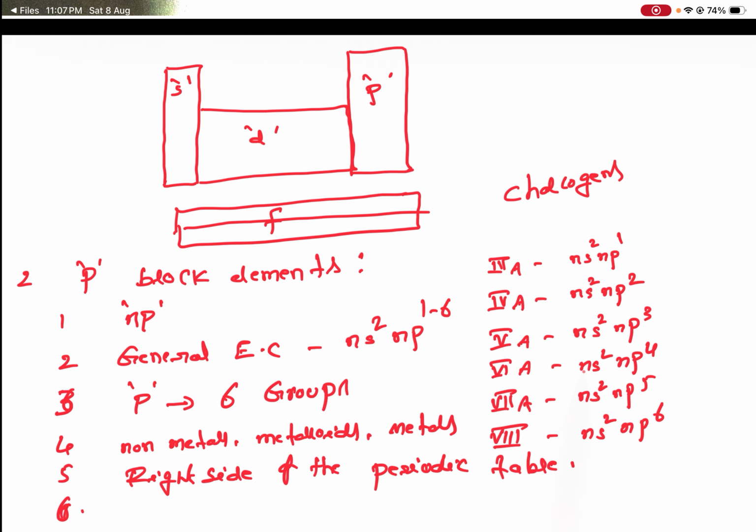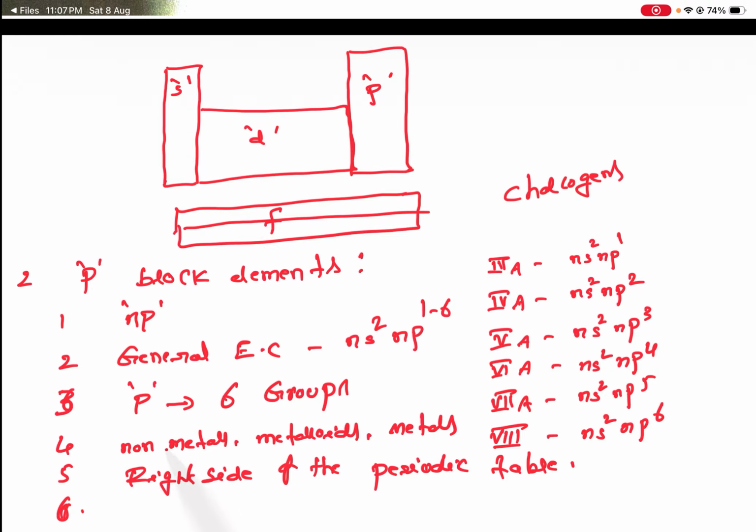The 6A group elements are known as the oxygen family or chalcogens. Its general electronic configuration is ns2 np4. Chalcogens means ore forming elements. The 7A group elements are known as halogens, that means salt forming elements, ns2 np5. The 8A group elements are known as noble gases. Its general electronic configuration is ns2 np6.